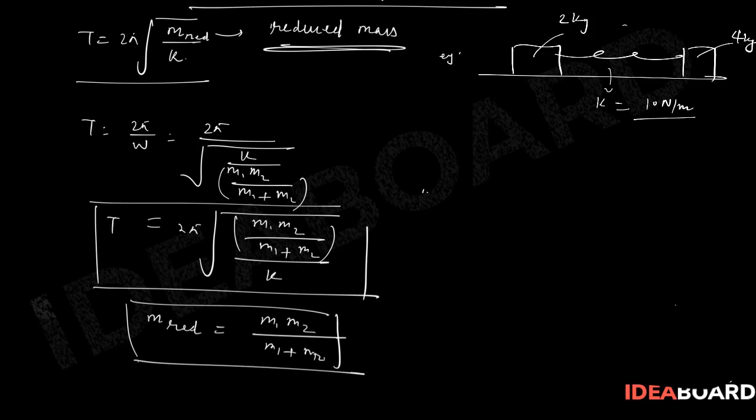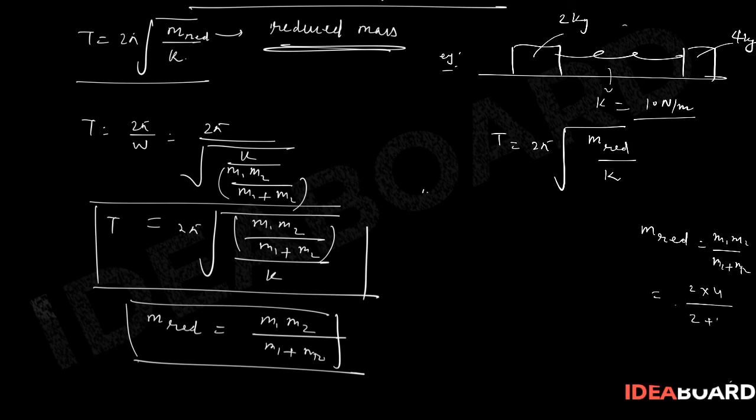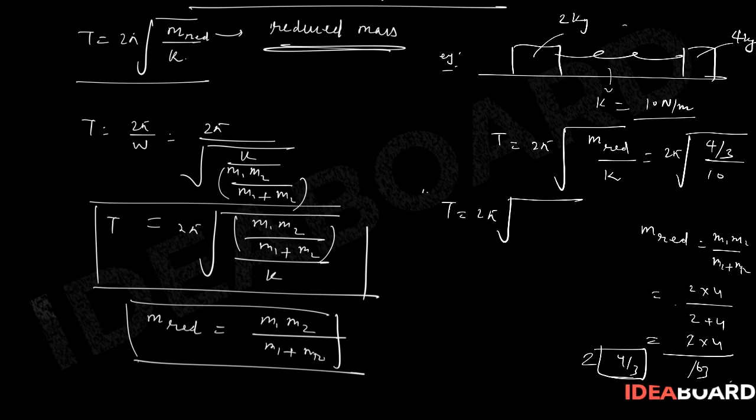Now somebody asks, tell me the time period, then directly you can apply T is equal to 2 pi under root of m reduced by k, and initially you can calculate m reduced is going to be m1 m2 upon m1 plus m2. So now this will be 2 into 4 upon 2 plus 4. This is 2 into 4 upon 6, this is 4 by 3. So m reduced is going to be 4 by 3. If you substitute this value, m reduced is 4 by 3 upon k is 10. So now we can find T is equal to 2 pi under root of 2 by 15. This will be your answer in seconds.